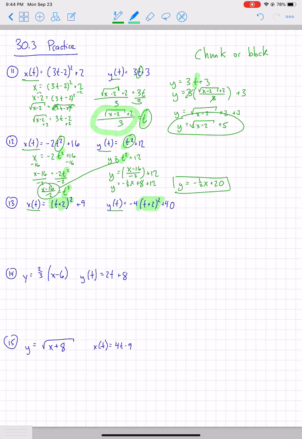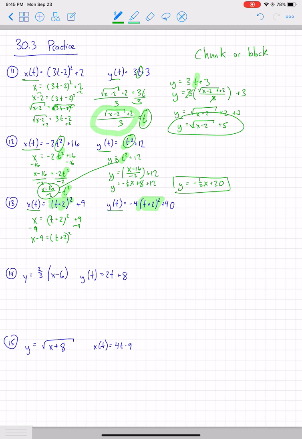Sorry about that. So all we need to do to clean up our x one before we can use it to plug it in is to move this 9. So we can subtract 9 on both sides. So we get x minus 9 equals t plus 2, all of that squared.